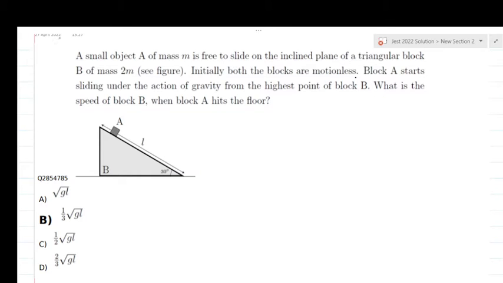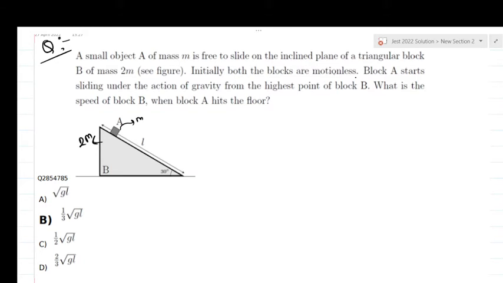Today we are going to solve one more question from JEST 2022. Okay, let us read the question. A small object A of mass M and a triangular block B of mass 2M.